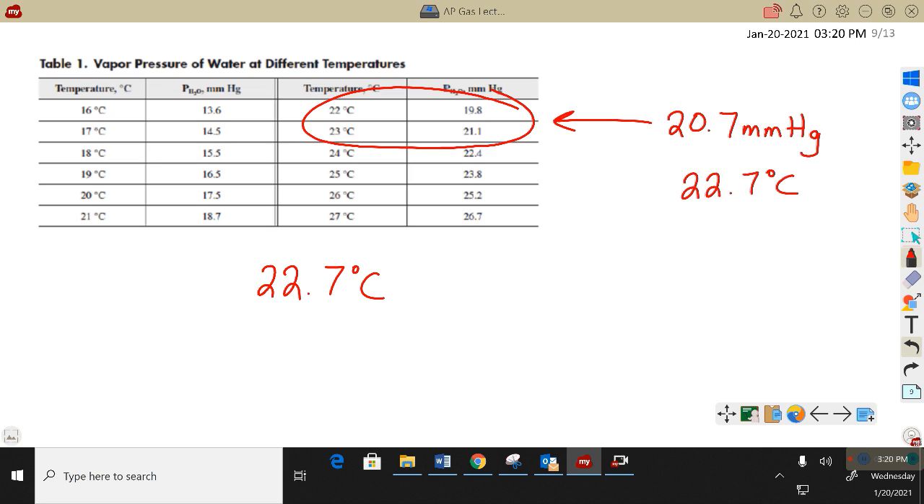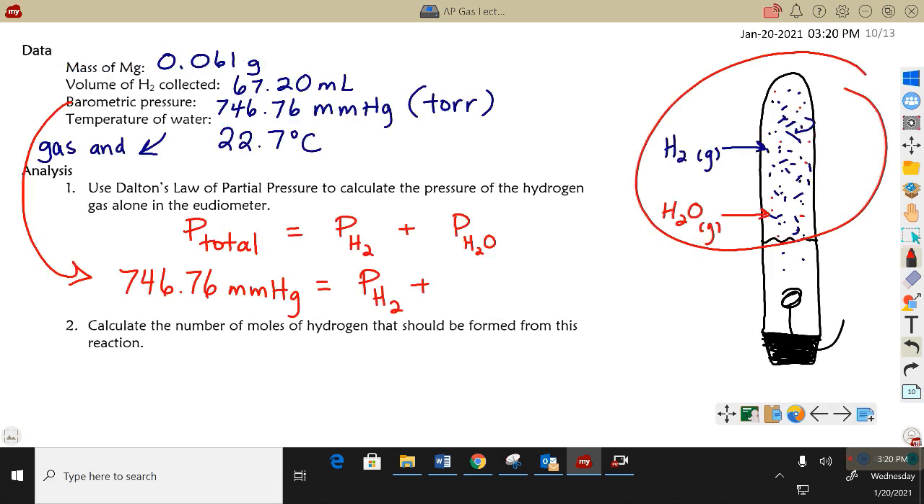This would also be something that you would have to be given. If this were in a free response question, you would be given the water vapor pressure, because again, that's a constant. Or you would just be given a chart like this. And if they said my water was at 19 degrees, well, we're assuming then that we can just look up the vapor pressure on the chart, and we'll now subtract that from the total pressure. So I've got about 20.7 millimeters of mercury coming from the water.